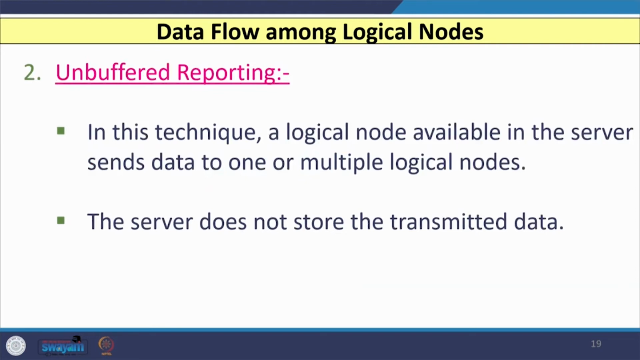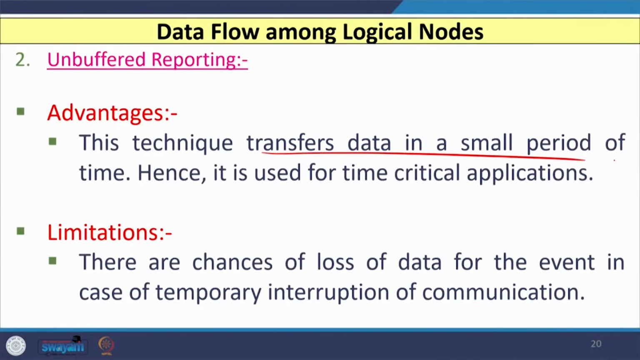The second type of method is known as unbuffered reporting. As the name itself suggests, in this technique a logical node available in the server sends data to one or multiple logical nodes, and the server does not store any transmitted data. So, this method does not store any data. However, transfer of data between two logical nodes, or multiple logical nodes, is possible in this method.